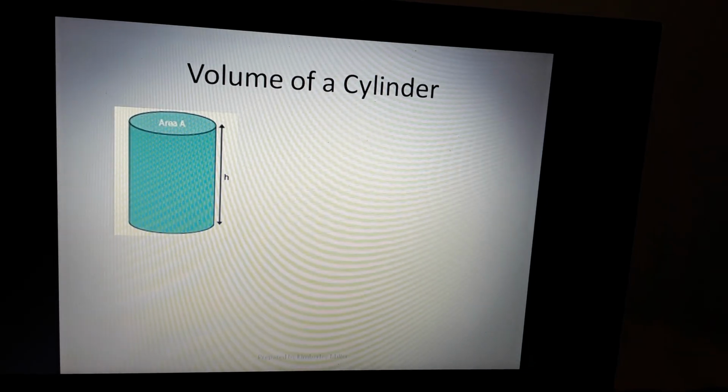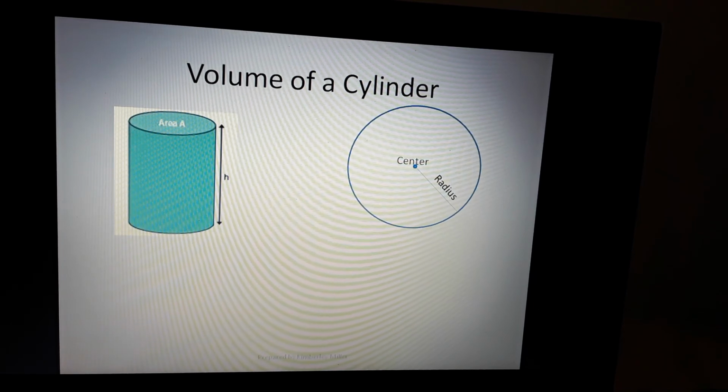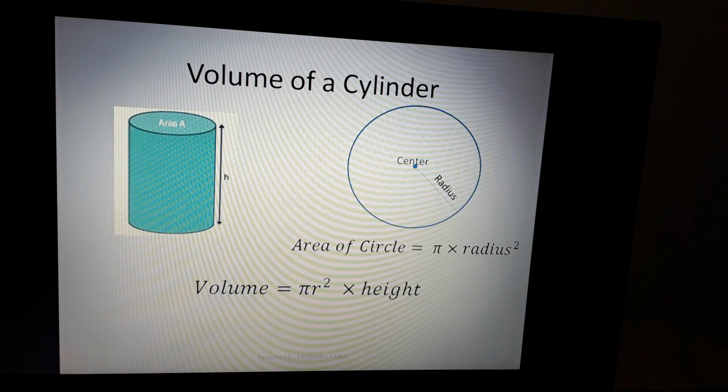Cylinder, the cross-section is a circle. Area of a circle is pi r squared. So the volume of this cylinder is pi r squared times height.